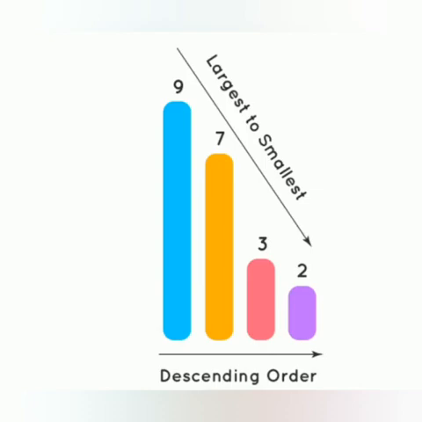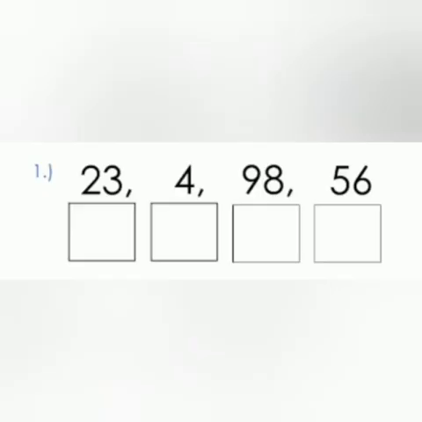By using greater than and less than symbols, we have to identify the numbers which come one after the other. Either it starts from smallest to largest or largest to smallest. Here, 4 different numbers are displayed: 23, 4, 98 and 56. We have to begin with the greatest. How can we find it? By using place values. We have to use place values to find the greatest number.